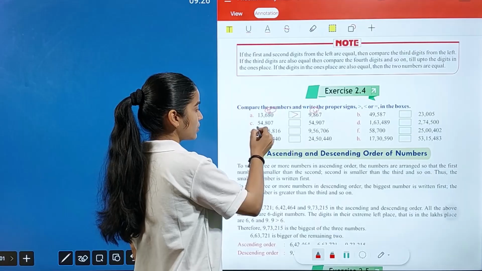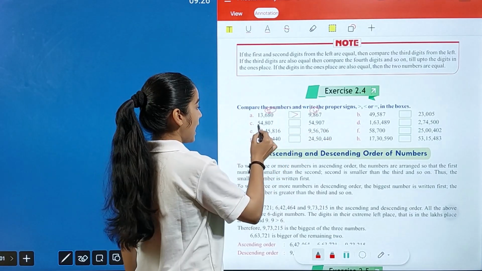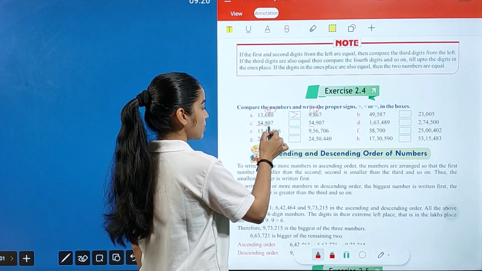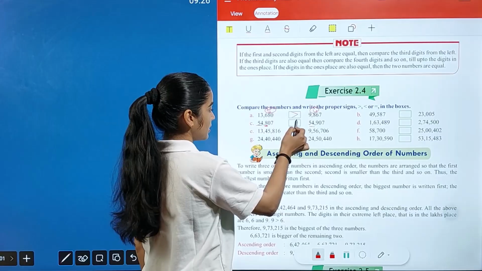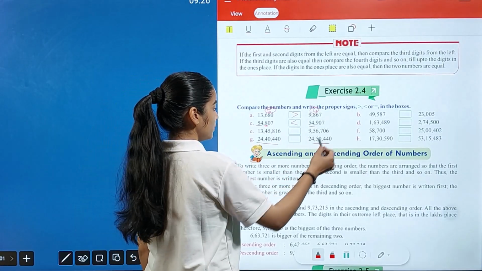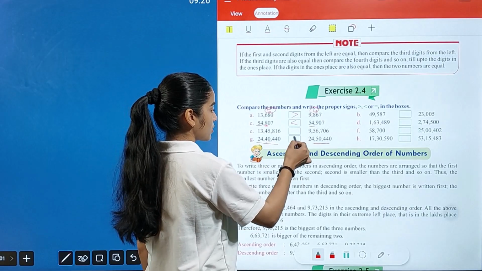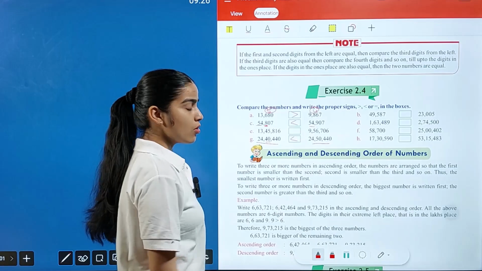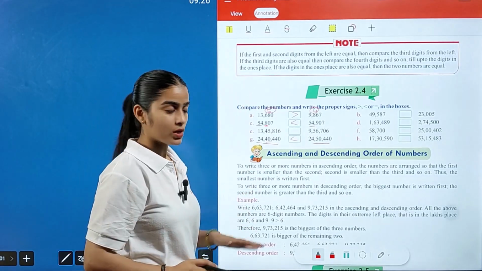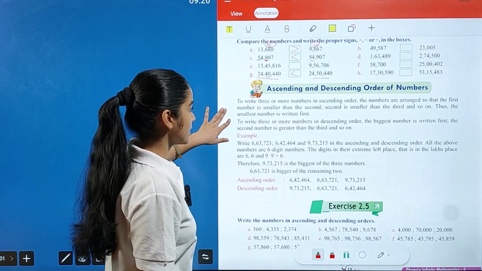Now 54,807 and 54,907 have the same number of digits, and 54 and 54 are again the same. Then we have to compare on the basis of 8 and 9. So 9 is greater, that's why this number is bigger. Now in this case we have 24 and 24 the same, but then 4 and 5. So this will be greater. So according to this rule, which we already learned in the above section, you have to answer the questions in question number 1 of your exercise 2.4.